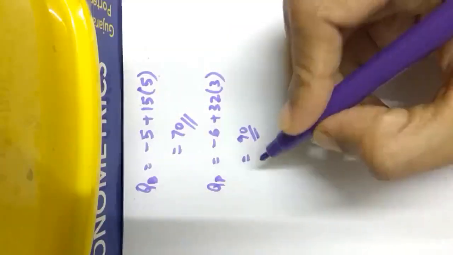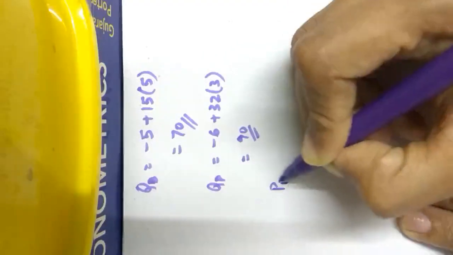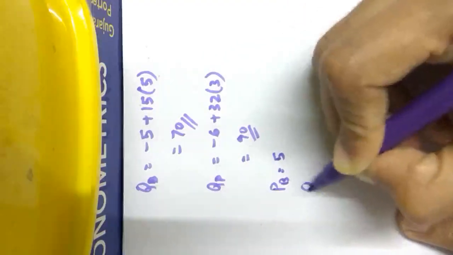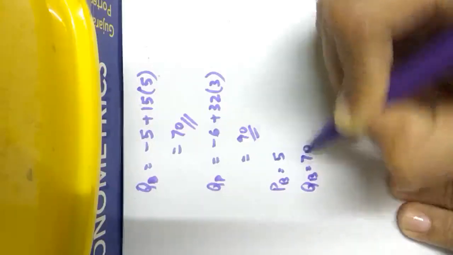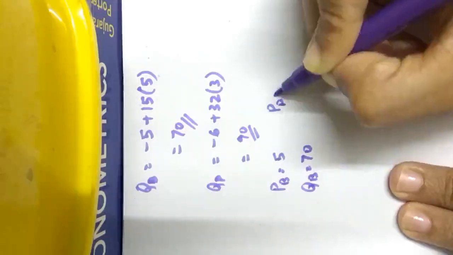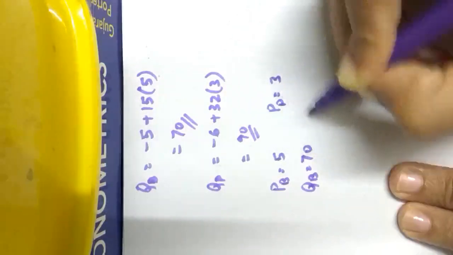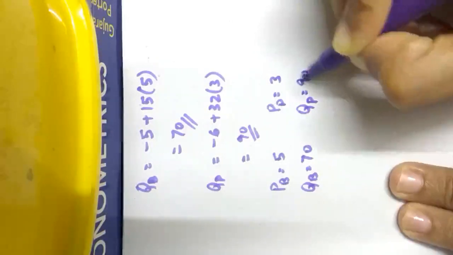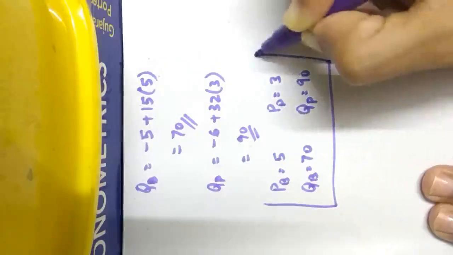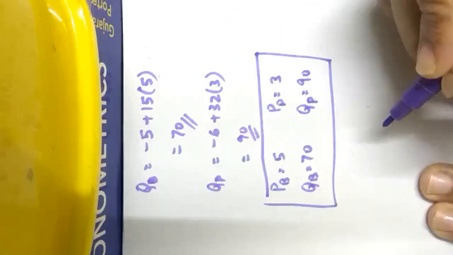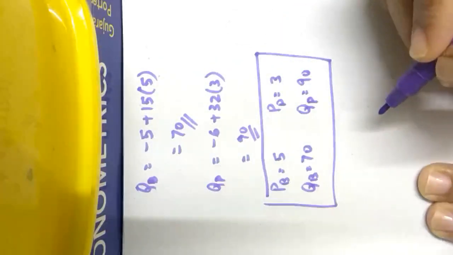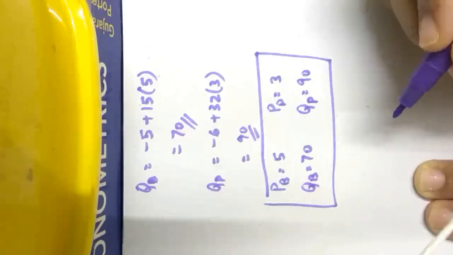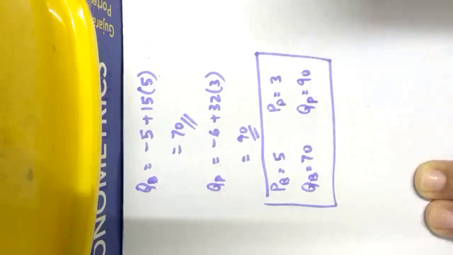So your final answer: price charged of beef is 5, quantity sold of beef is 70, price charged of pork is 3, quantity sold of pork is 90, and in this situation both beef and pork markets are simultaneously at equilibrium. So with this example, I'm sure you can solve the other one given in the assignment.